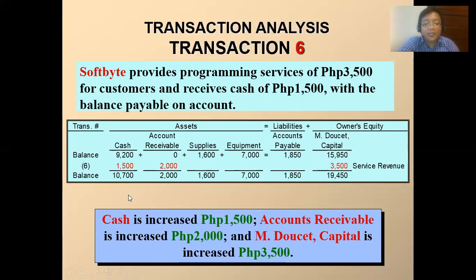Equal ba? So, ilan ba lahat ito? 10,700 plus 2,000. So, you have 12,700. So, I will add ha. So, 10,700 plus 2,000 plus 1,600 plus 7,000. So how much are the assets now? The assets now are 21,300. How about liability and your owner's equity? 21,300 ba? Yes, so same. Same pa rin. 21,300. Okay, ang sabi dito, cash is increased by 1,500, AR by 2,000, and addition to your service revenue worth 3,500. All right.